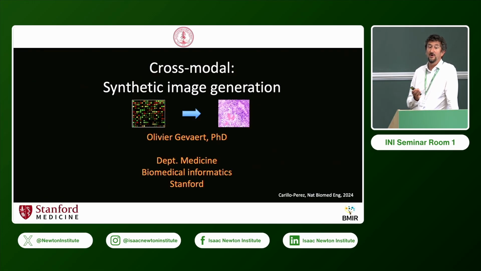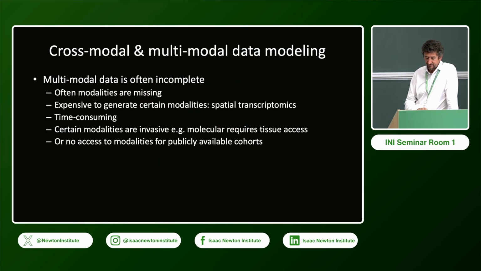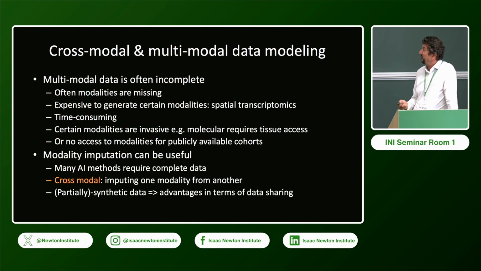So now we also thought, can we do the opposite? Can we actually use an RNA-seq profile and generate a synthetic image? This is motivated again by the same reasons. Another reason is also to generate synthetic data and to have advantages in terms of data sharing. Can we generate synthetic images that we can then share more easily? And also, can we generate synthetic data for diseases that are less prevalent, for example, pediatric cancers? Can we oversample them, essentially?